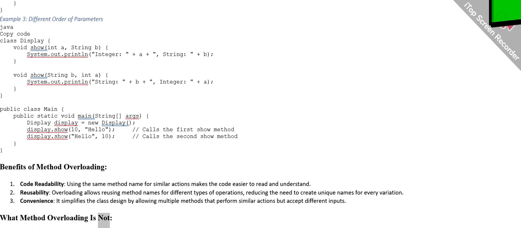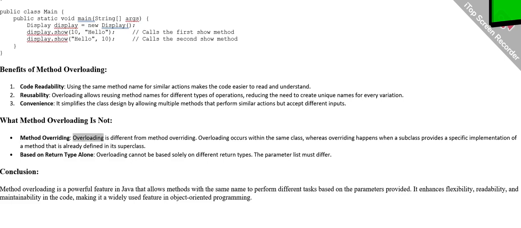What method overloading is not. Method overriding. Overloading is different from method overriding. Overloading occurs within the same class, whereas overriding happens when a subclass provides a specific implementation of a method that is already defined in its superclass. Based on return type alone, overloading cannot be based solely on different return types. The parameter list must differ.